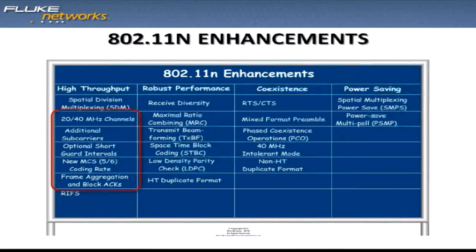So in this next one, part 2, I'd like to concentrate on the next 5 items just below spatial multiplexing: 20, 40 megahertz channels, additional subcarriers, optional short guard intervals, the new MCS coding rate of 5/6, and then frame aggregation and block acknowledgments. So changing slides once more.